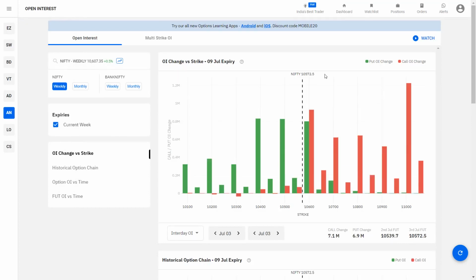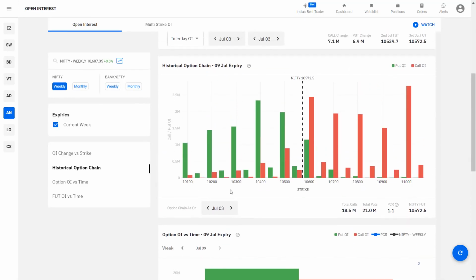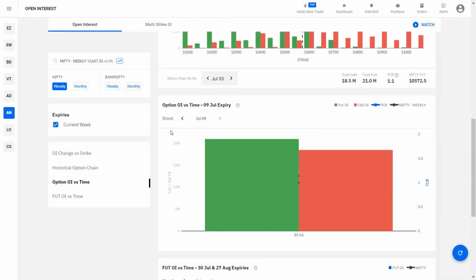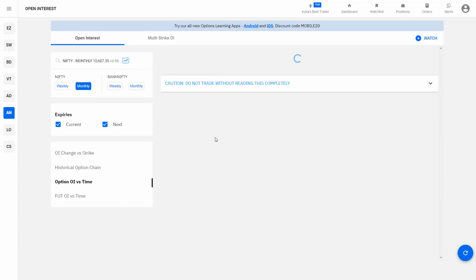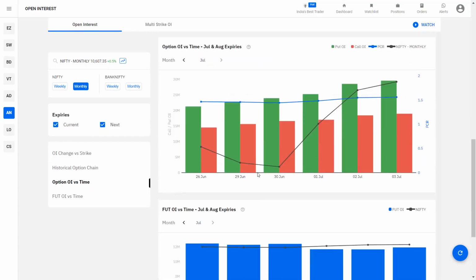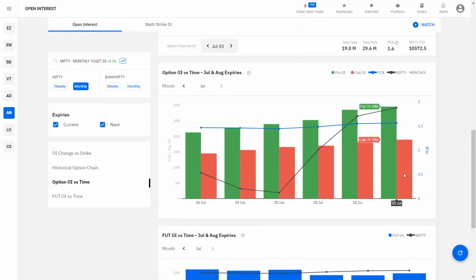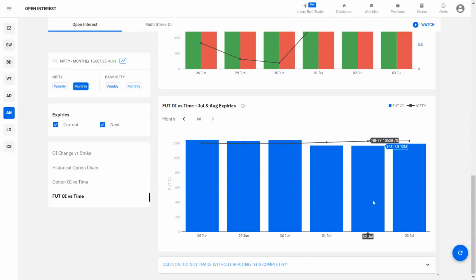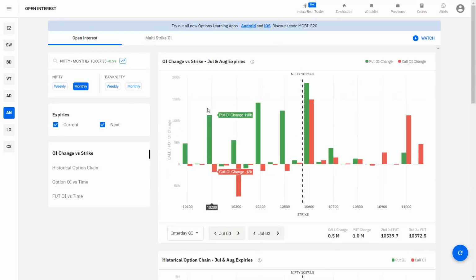First is the intraday open interest change. The second is the historical option chain. The third is option OI versus time, which is like a graph. We'll have a better clue if we take a monthly expiry or something. So you can see this graph every day how the OI has changed, and then there is a futures OI. These are the 4 things which we do with open interest analysis. So this is a simple graph, right? What this does is, let's say you want to see what is the change in OI on the last session.